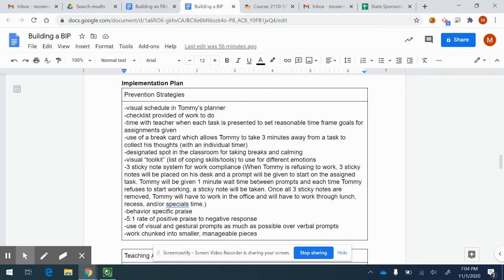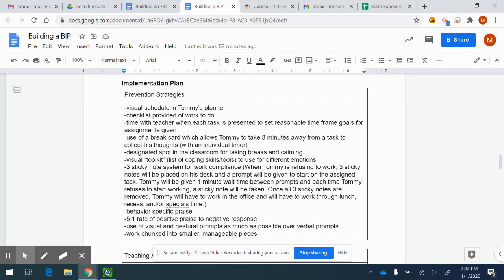A checklist provided of work to do. So when he's in study hall, sometimes he just has to use some of his own time to work. Giving him a checklist will help him see the visual of what he needs to get done. Time with the teacher when each task is presented to set a reasonable time frame goal for each assignment given. So again, that's part of that intervention period that we did see be fairly successful.